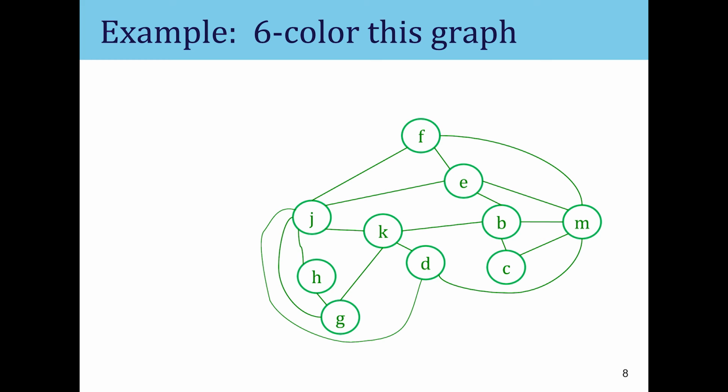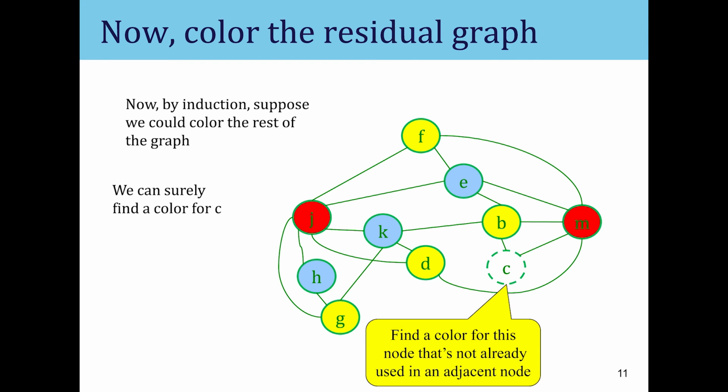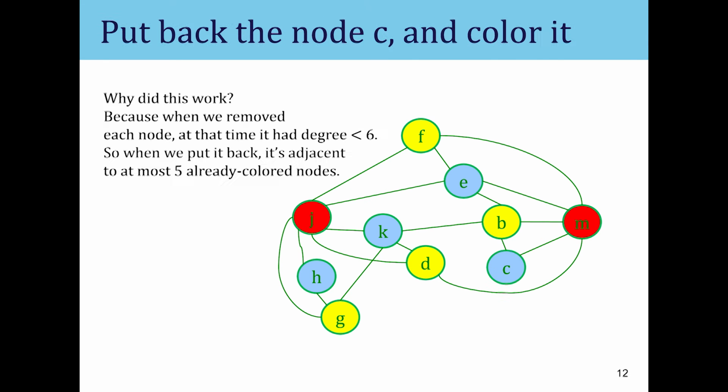So here's an example. Node C has degree less than 6. Remove it. Now, by induction, color the rest of the graph. And then when we put node C back, we can certainly find a color, because it's only adjacent to 5 other nodes, so they can have at most 5 other colors between them. And so we can use the 6th color to color node C. Okay. Now, so that was straightforward. That's how to 6-color a planar graph.